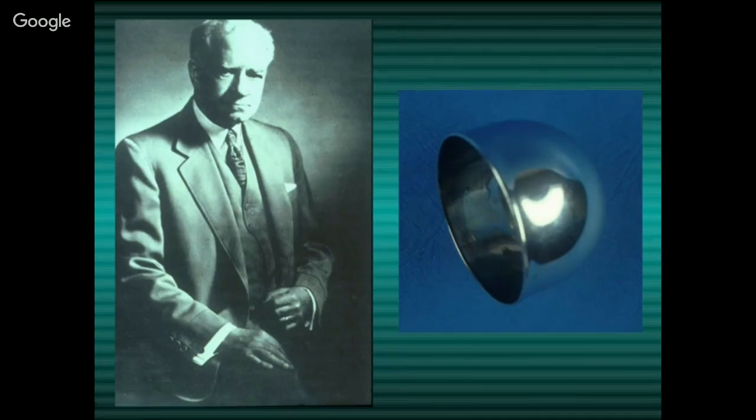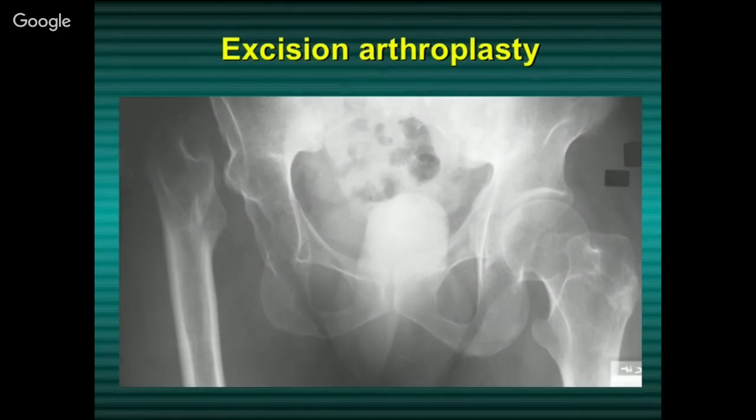Then Smith-Petersen introduced the cup arthroplasty. This is a stainless steel cup which is put over the femoral head. The acetabulum is not revised. Now this is the picture of an excision arthroplasty.